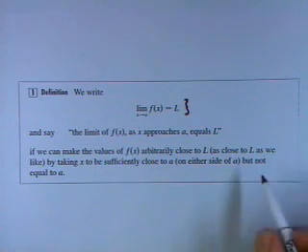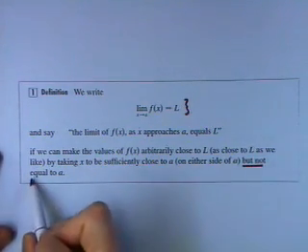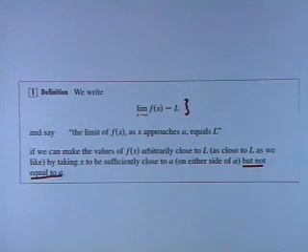And the other thing is this last little phrase right here. We don't really care what's happening at x equals a. What we're concerning ourselves with is what's happening to the function as x approaches a. In fact, the function doesn't even need to be defined at a. It may have a hole in the graph, or it may just have a point that's missing. So we don't care at x equals a. We're concerned about x near a.